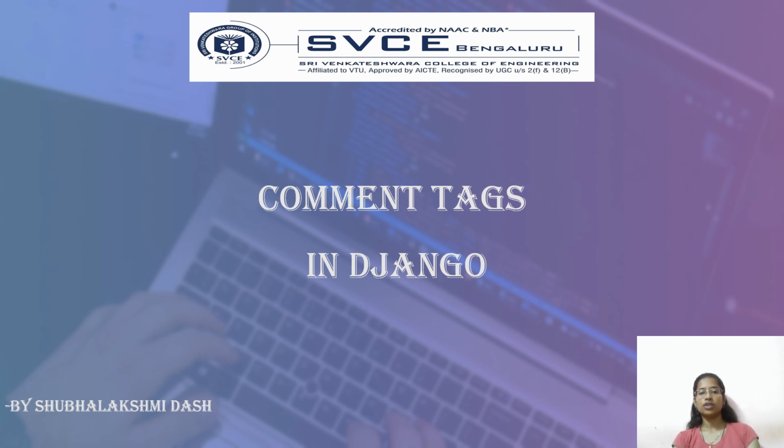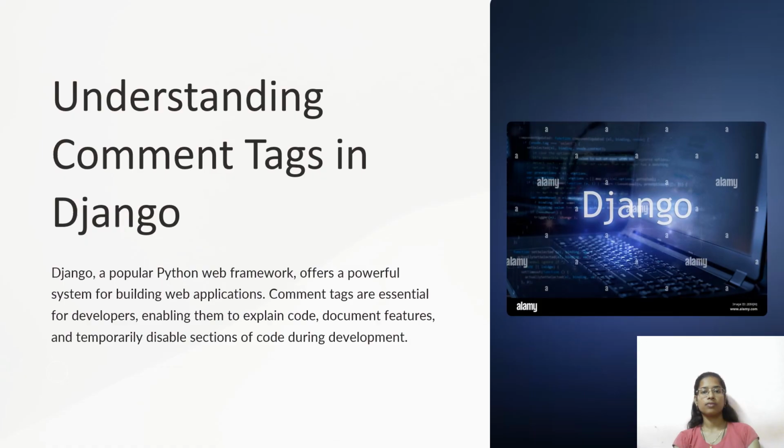Today in this session we are going to see the comment tags in Django. So understanding comment tags in Django, basically what is a comment tag? It is a way to add notes or explanations in your code that are ignored by the computer, and they help make the code easier to understand for humans but don't affect how the program runs. Comment tags are also essential for developers, enabling them to explain the code, document features, and temporarily disable sections of code during development.